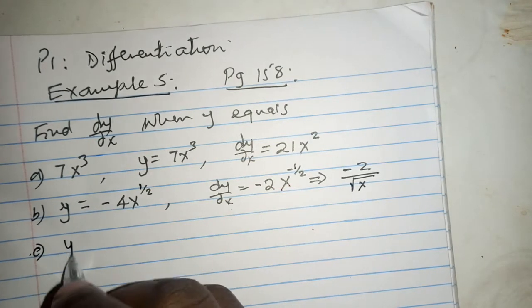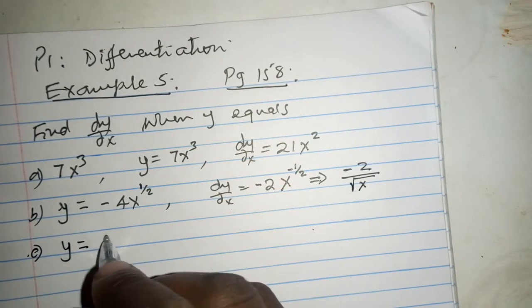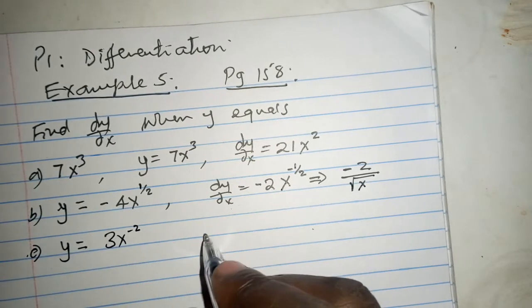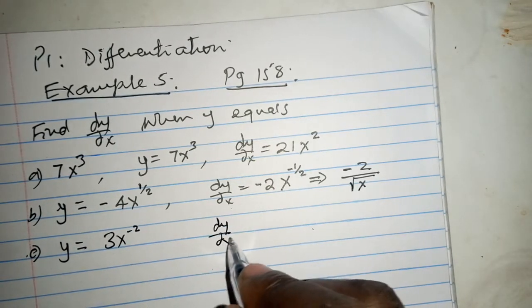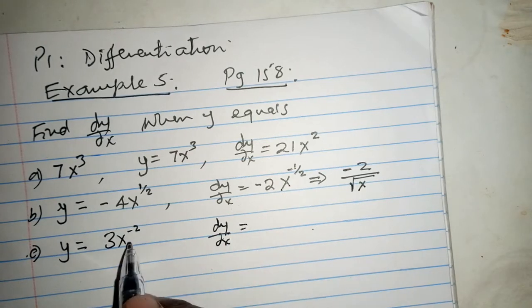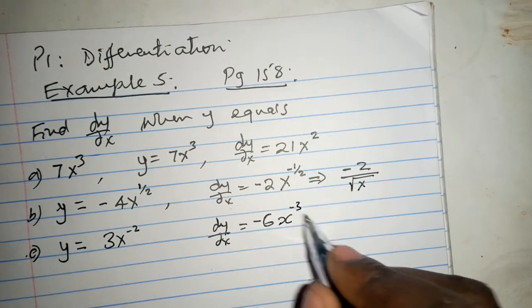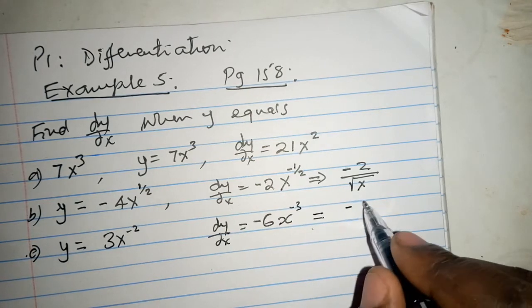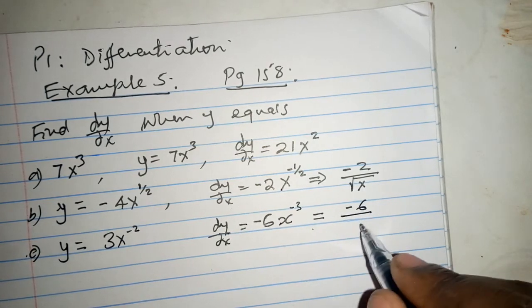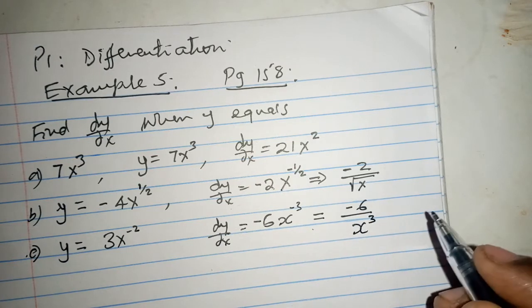Part C, y is equal to 3x to the power minus 2, and if this is the case, dy dx is supposed to be, of course, minus 2 times 3, negative 6x to the power minus 3. Again, you're supposed to write it as negative 6 over x cubed.